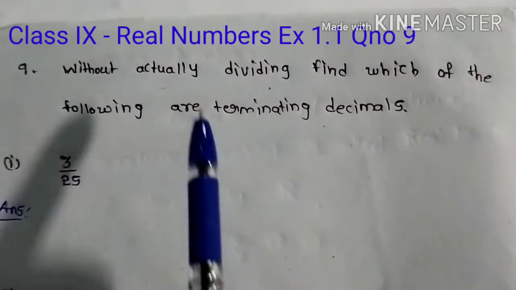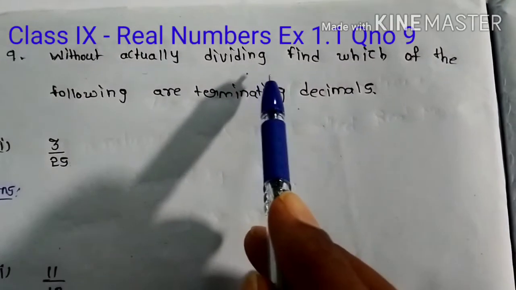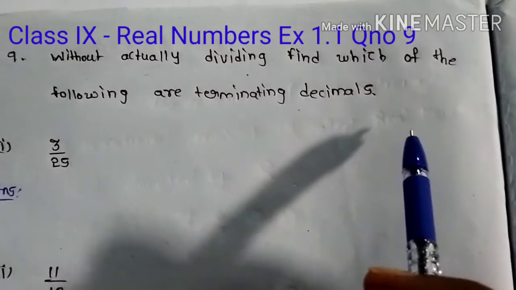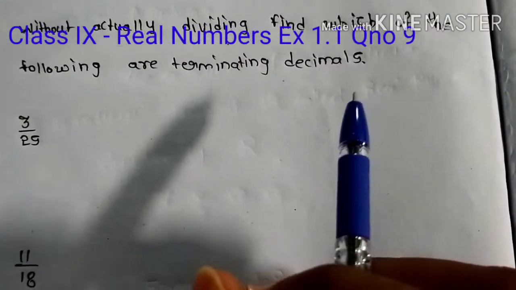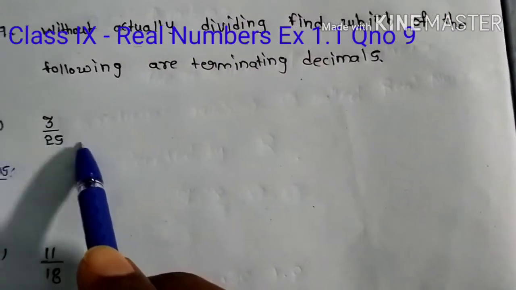In this video, I will explain real numbers. Now you can see here, without actually dividing, find which of the following are terminating decimals. We need to say these are terminating decimals. You need not do the division method.